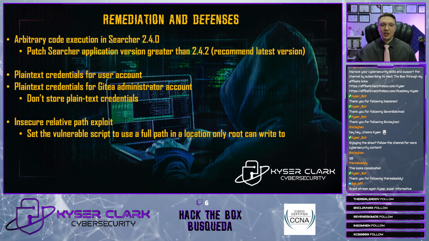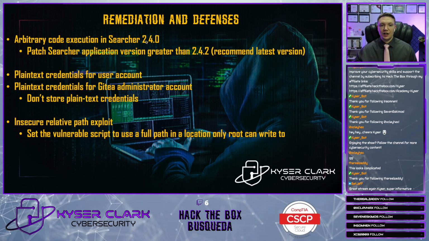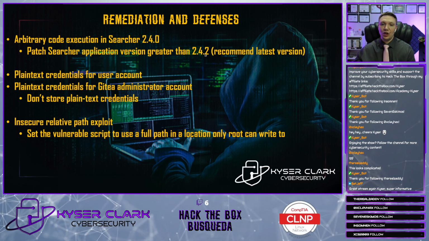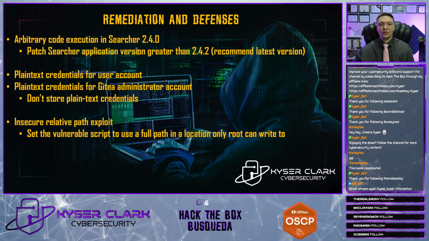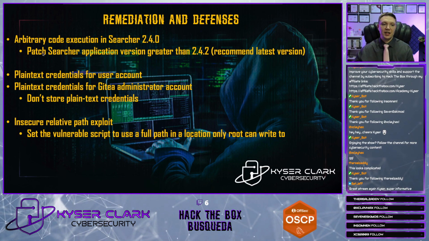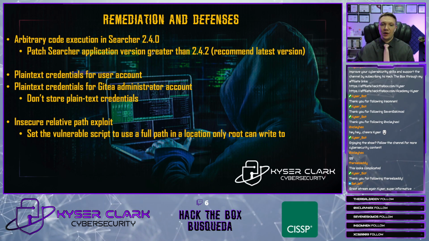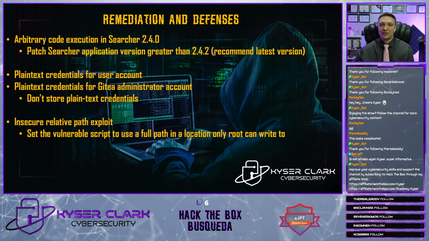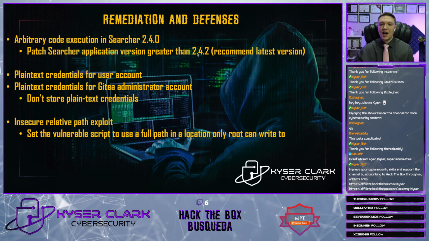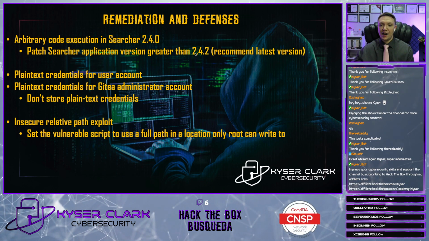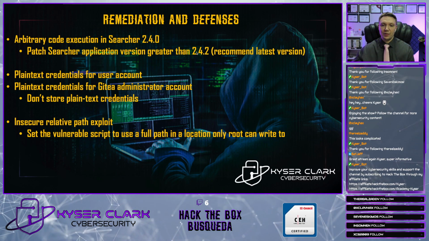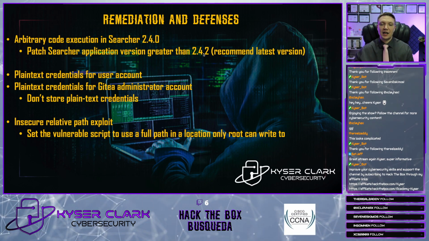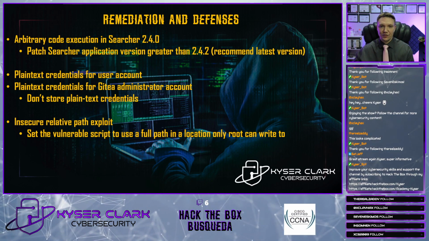So for the arbitrary code execution for Searcher, it was on 2.4.0, and everything 2.4.2 and below is vulnerable. To get rid of that vulnerability, we just need to patch the Searcher application to a version greater than 2.4.2. I would recommend upgrading to the latest version of Searcher, but if you are higher than 2.4.2, keyword higher, good. If you're running 2.4.2, you're still vulnerable. So make sure you're higher than that, and you're good to go there. And our initial access exploit would not exist, and we'd have to find a different way to get initial access in the system.